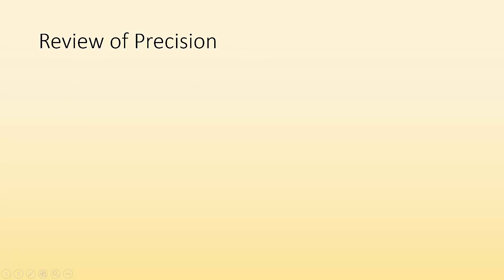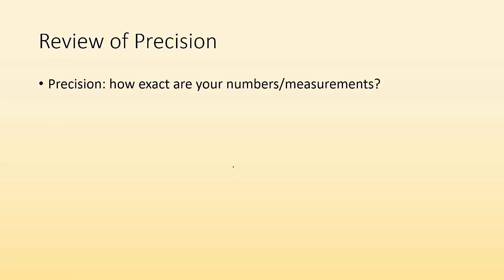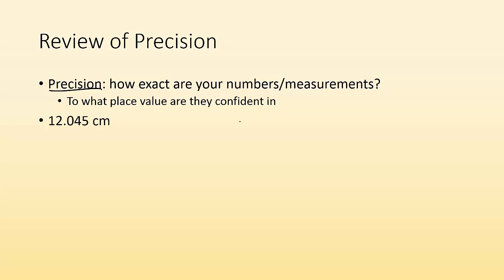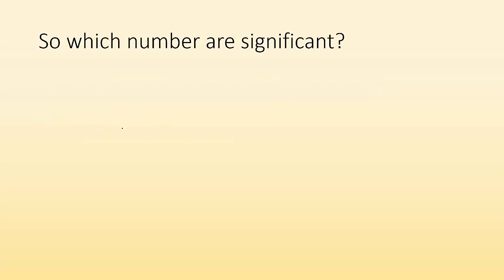So let's start with the review of precision. How exact are your numbers or your measurement? And that's pretty much your precision. What place value can you estimate to? Right? So what place value are you confident in? So if I had 12.045, that 5 is where my precision is. So it's the thousandths place, right?